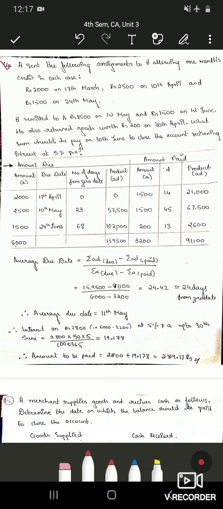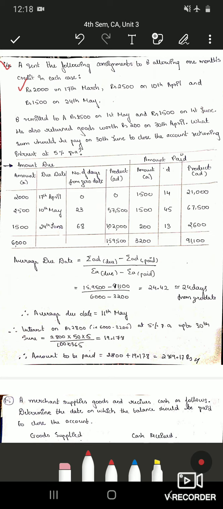So the 14th question is, person A sent the following consignments to B, allowing 1 month credit in each case. He sends consignments worth rupees 2000 on 17th March, rupees 2500 on 10th April and rupees 1500 on 24th May. B remitted to A rupees 1500 on 1st May and rupees 1500 on 1st June. He also returned goods worth rupees 200 on 30th April. What should he pay on 30th June to close the account reckoning interest at 5% per annum?